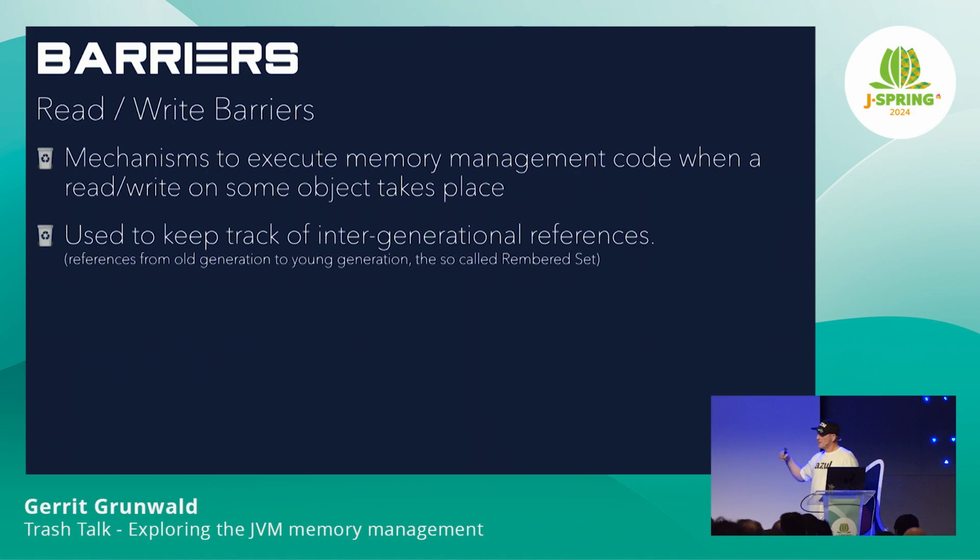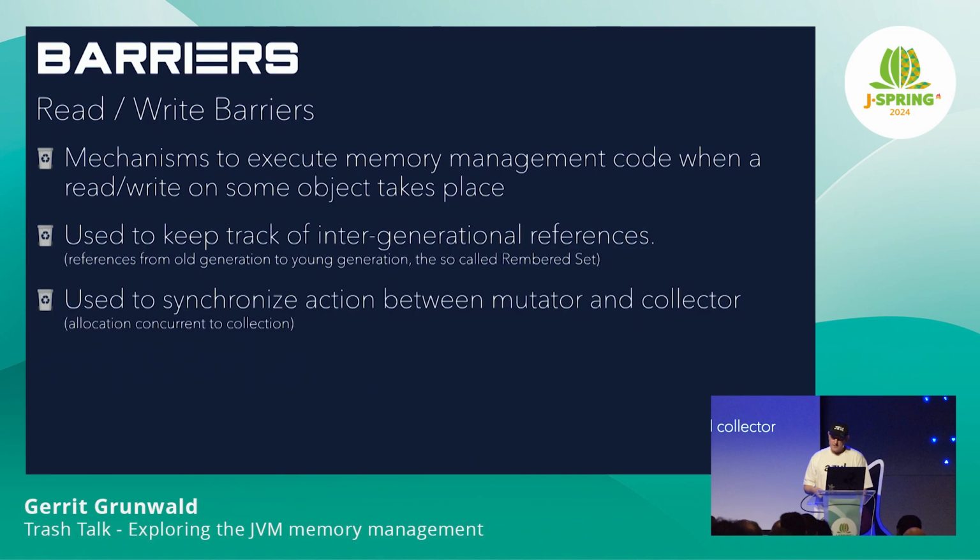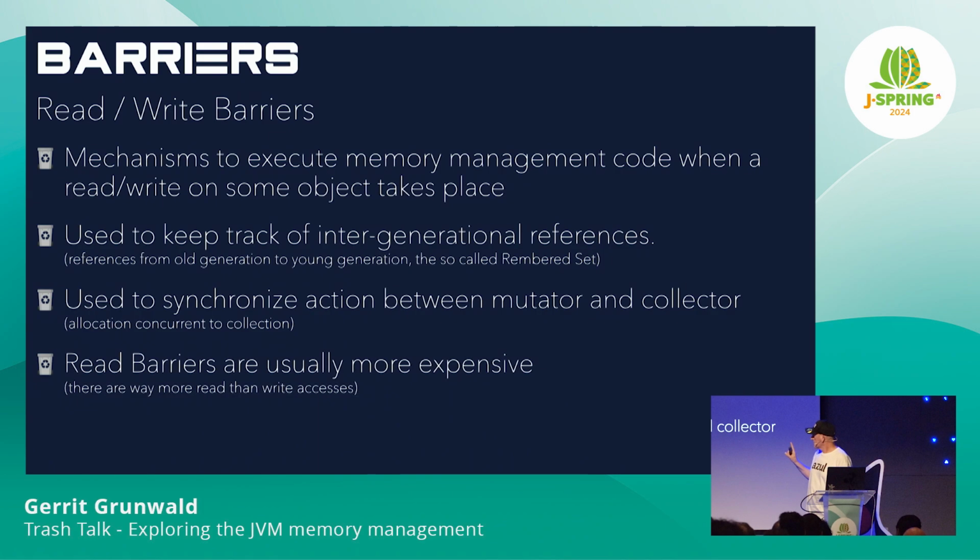They are used to keep track of intergenerational stuff, but that leads too far. If we go into details, it's also used to synchronize between the mutator and the collector. The mutator is the allocator in this case. And one thing you have to keep in mind: if you compare reading memory to writing memory, the ratio is probably 8 to 2. So it's way more reading than writing into memory. That means if you implement the read barrier, it should be very efficient because it will be triggered so often, right? It has to be very efficient to not bring the performance down.